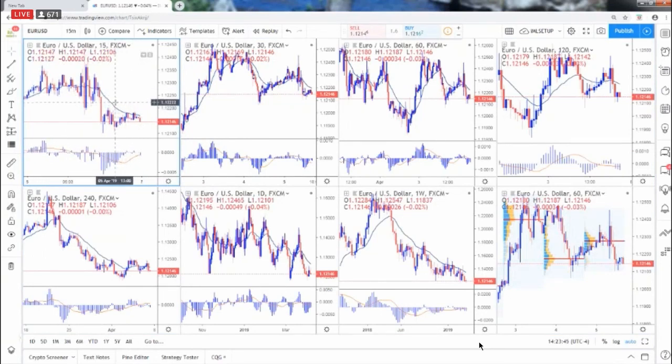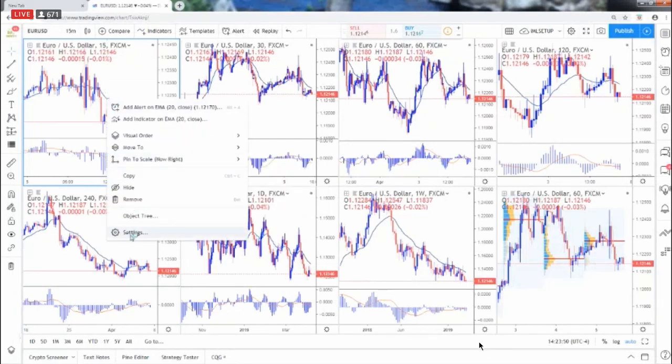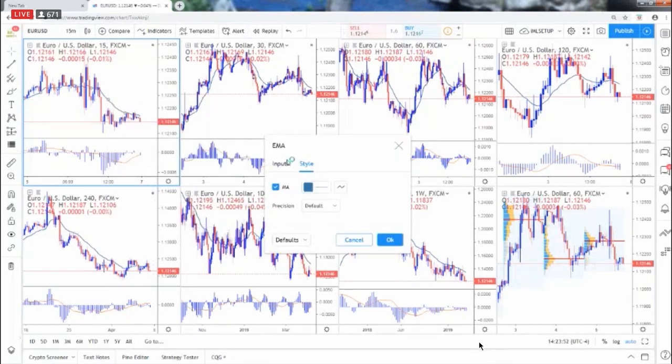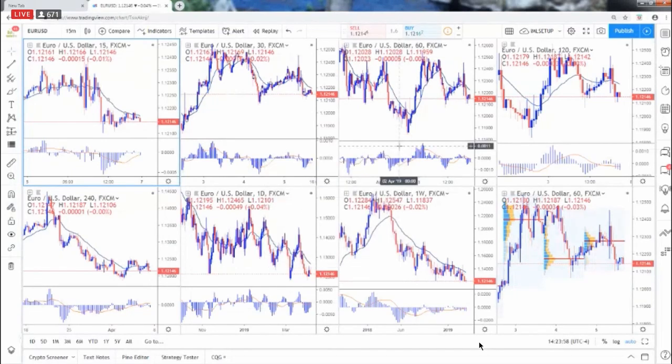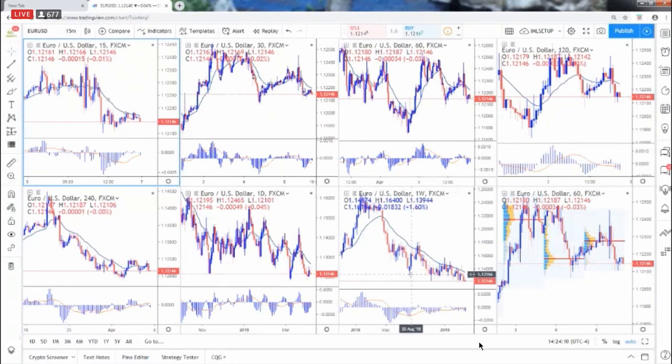This right here is the 20-period exponential moving average. Okay, right there. Sorry about that. Input, 20-period, close, EMA, style, whatever color you want. And that's how I have my chart set up. So I have a 15-minute chart, a 30-minute chart, an hourly chart, a 2-hour chart, a 4-hour chart, a daily chart, and a weekly chart. And we're looking at the EUR USD.